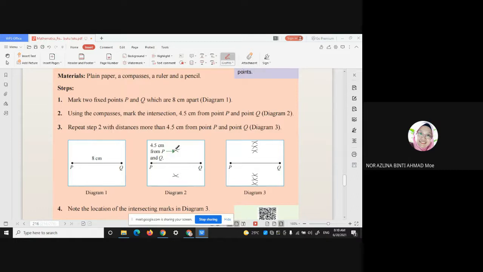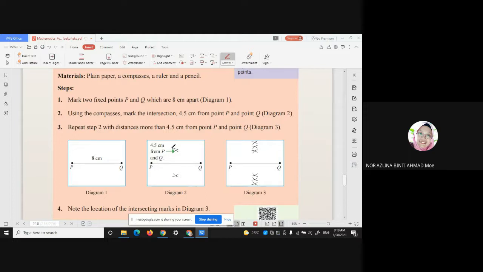So you draw the curve. Here also a curve. Using the same measurement of 4.5, you draw the curve. Okay, this is the curve. Or you can use another length.